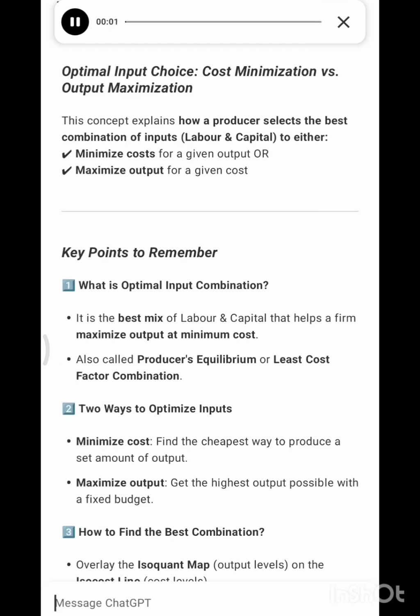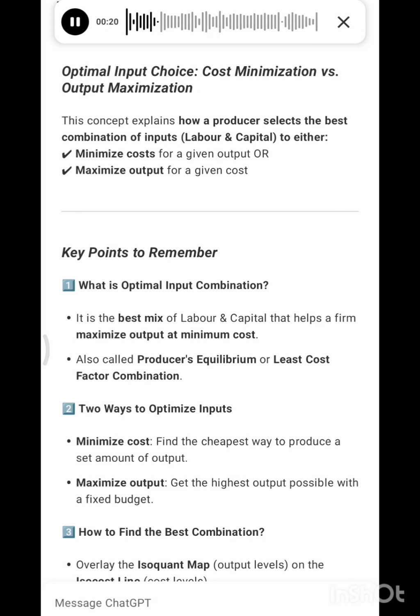Optimal input choice: cost minimization versus output maximization. This concept explains how a producer selects the best combination of inputs, labor and capital, to either minimize costs for a given output or maximize output for a given cost. Key points to remember.